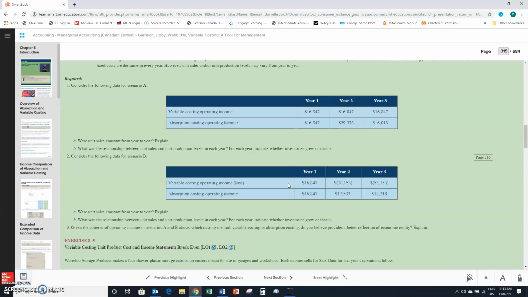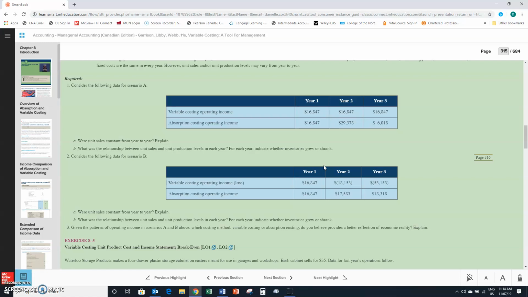And again, did inventory increase or decrease? Well, we have the same scenario here. Everything was the same under both methods, so production and sales were the same. Everything that was produced was sold that year. In year 2, absorption costing is higher.